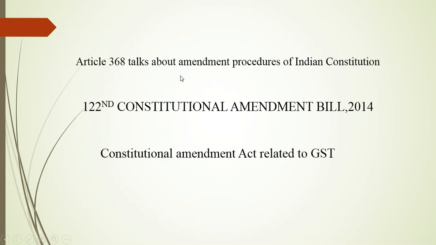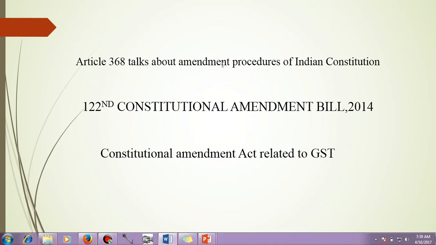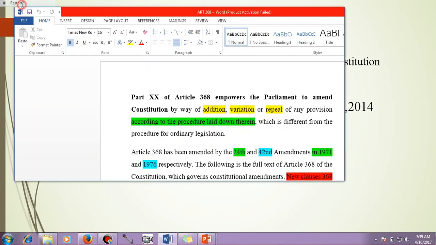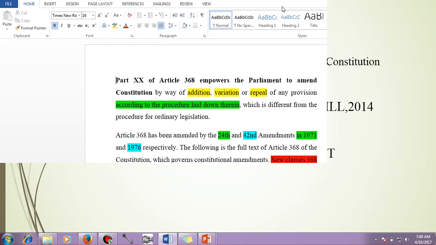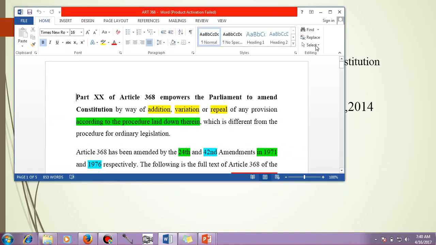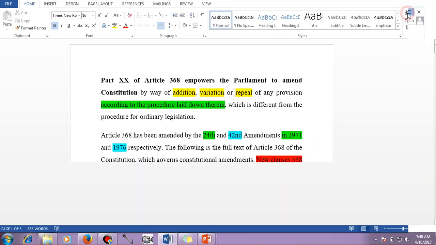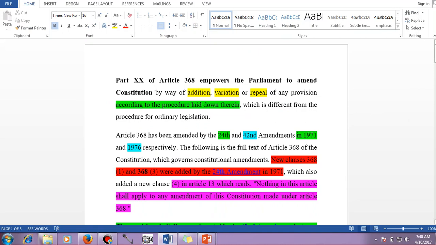So that is Article 368. Let us have a look at Article 368. So this is Article 368. It comes under Part 20 of the Indian Constitution. Before going into details of Article 368, we should know how many parts there are. As I have mentioned, it comes under Part 20.